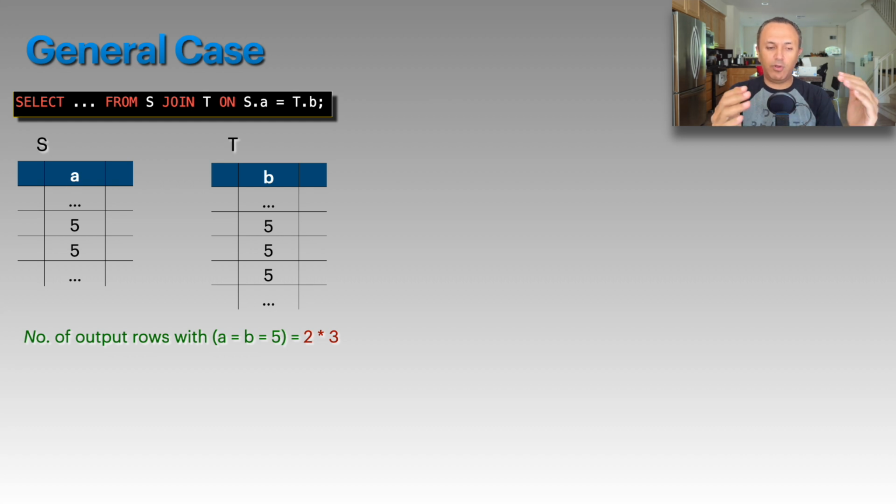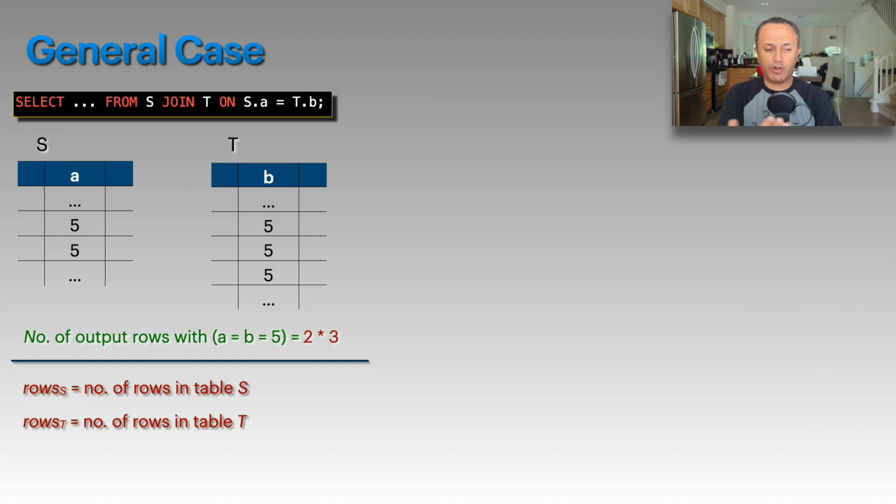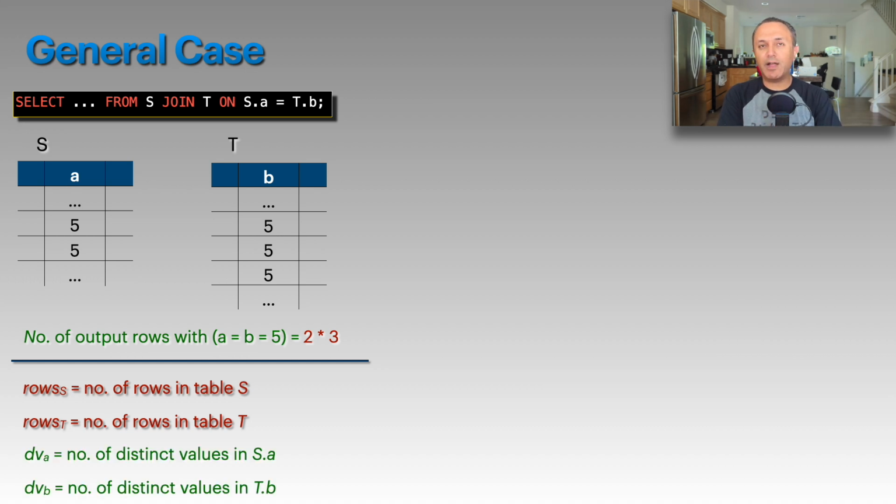All right, so let's start again. What information do we have? Suppose that we have the number of rows in each table, and we have also the number of distinct values in the join columns. Let's put some numbers as an example. Assume that table S has 200 rows, table T has 1,000 rows, and then the column S.A has 20 distinct values, and T.B has 25 distinct values.